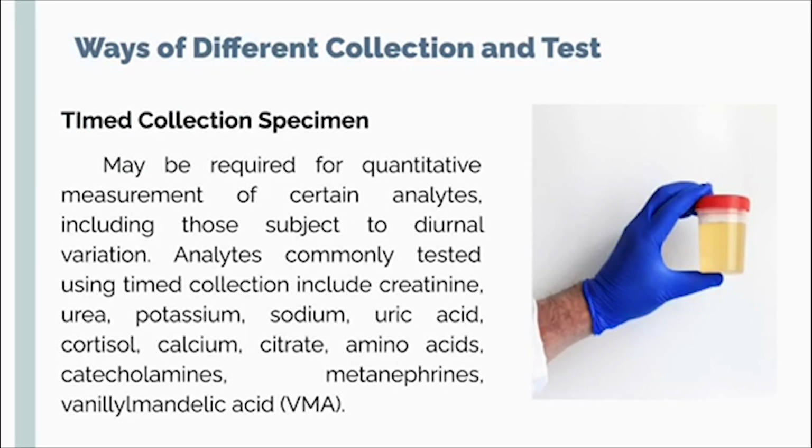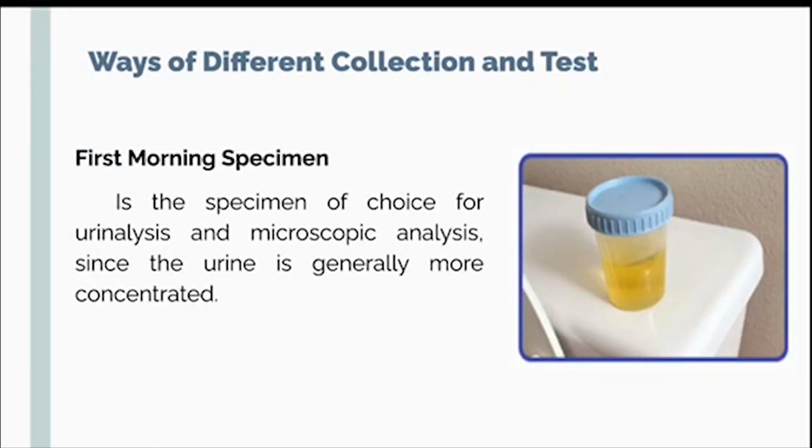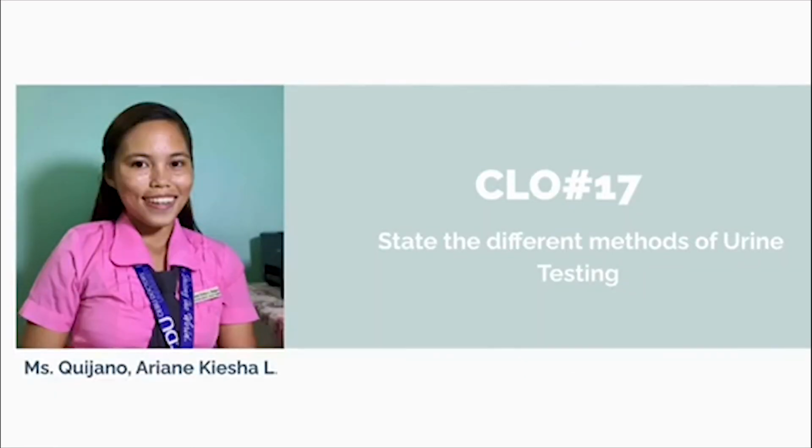Timed collection specimens. Quantitative measurement of certain analytes, including those subject to diurnal variation. Analytes commonly tested using timed collection include creatinine, urea, potassium, sodium, uric acid, and etc. First morning specimens. The specimens of choice for urinalysis and microscopic analysis, since the urine is generally more concentrated.